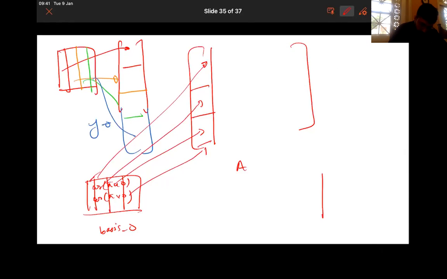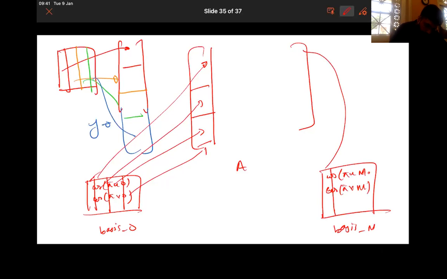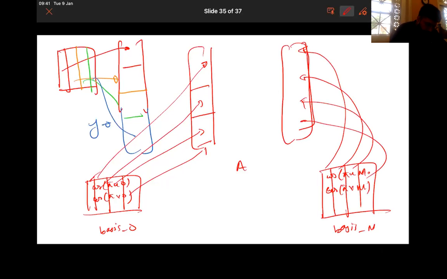Similarly, I do it for basis underscore m, which is cos of pi um times cos of pi vm. I take its first column, put it here, take its second column, put it here, take its third column, put it here. And this also becomes a big column. So now, of course, this is basis 0, this is basis 1, this is basis 2, and this is basis m, right?